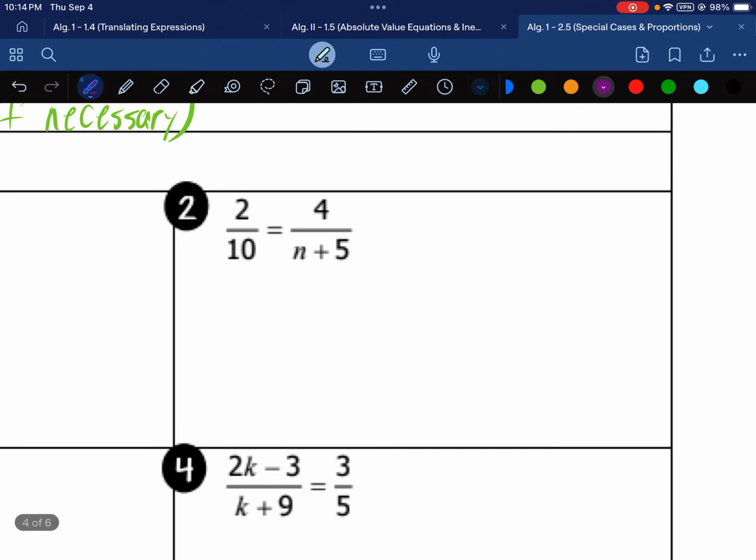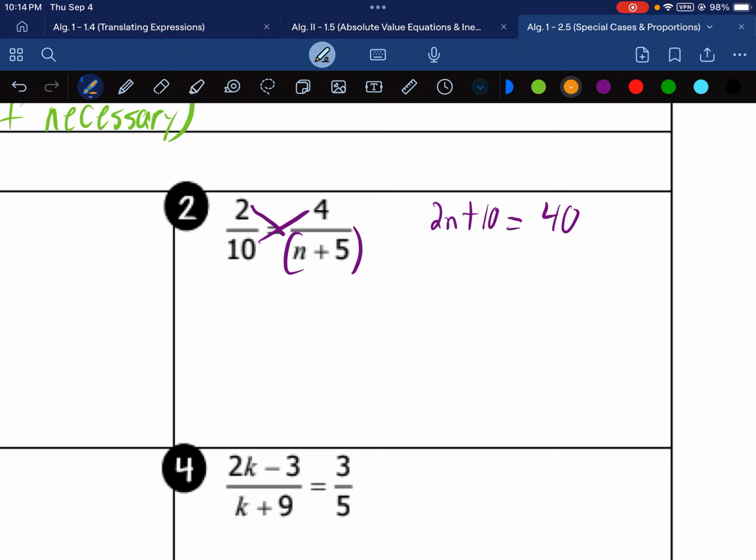Number 2 here, we have 2 over 10 equals 4 over n plus 5. And so we have two fractions equal to each other, so we cross multiply. Diagonally, we have 2 times n plus 5. So this is where the distributing comes into play. It's part of the cross multiplication. We have to take 2 not just times n, not just times 5, but times both, or the whole thing. So 2 times n is 2n, and 2 times 5 is a positive 10, and then we set that equal to the other diagonal. So that's what is meant by distributing: you have to multiply one diagonal times the entire other diagonal. 10 times 4 is 40.